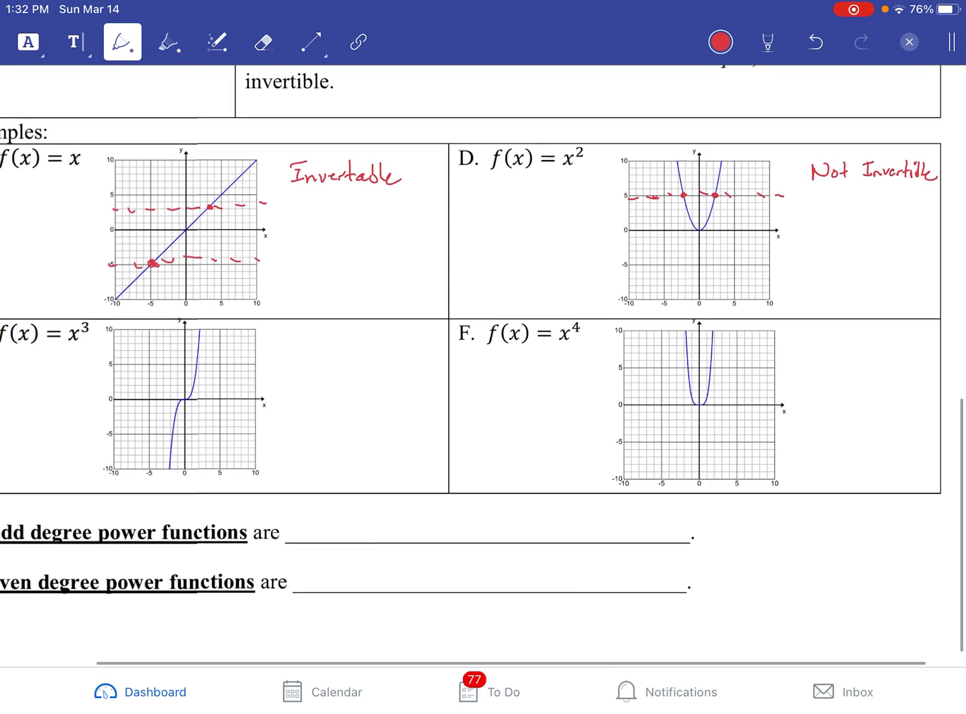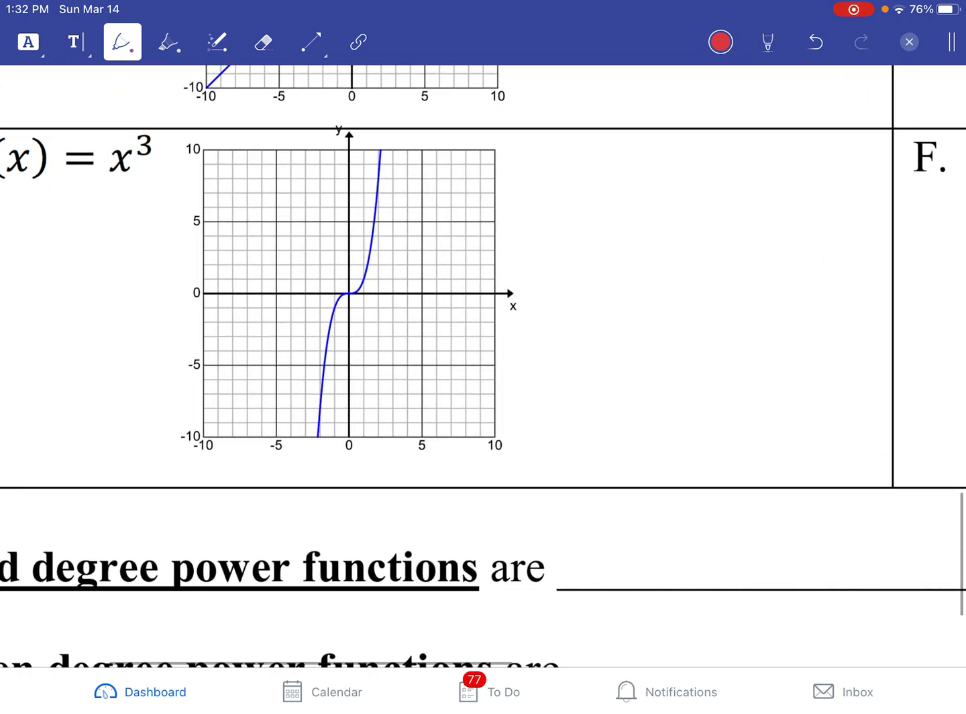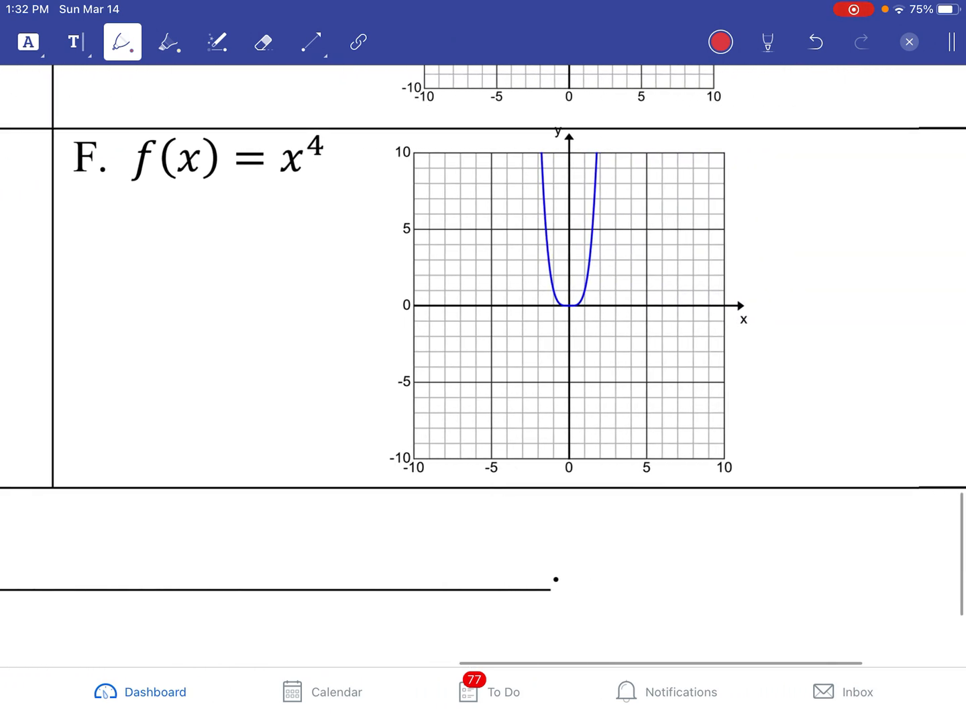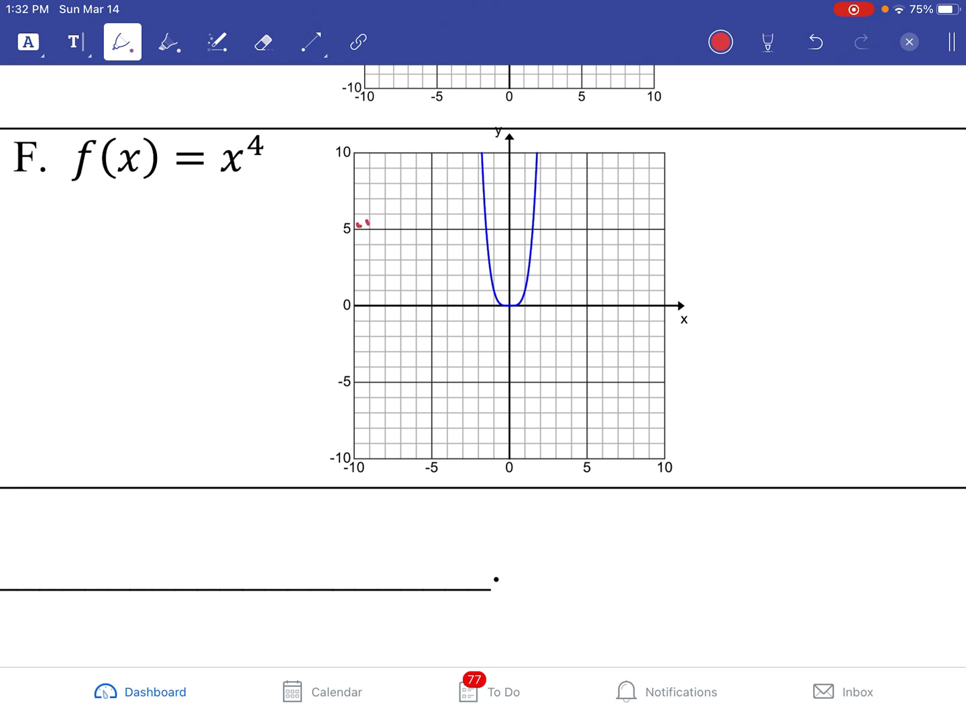Okay, let's check x to the third. It is a function if it passes the vertical line test, and it is invertible because it passes the horizontal line test. Only one spot, so this is invertible. Okay, if you look at x to the fourth, it'll pass the vertical line test. There we go. It does not pass, though, the horizontal line test, so this is not invertible.